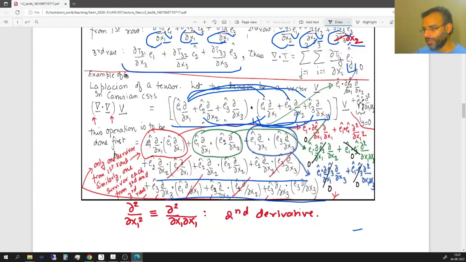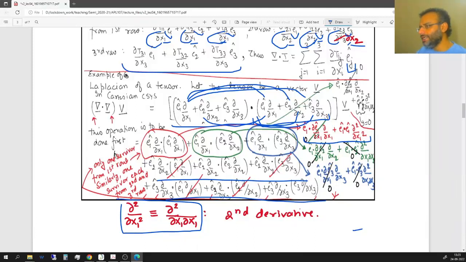Let's focus on the first one here. We have E1 del/del x1 acting on E1 del/del x1. Now again, applying the product rule of differentiation, we will first get 2 terms, what are written in red color here: E1 dotting with del E1/del x1 and del/del x1 standing by, and then another term, E1 dotting with E1 with del/del x1 having been acted upon by del/del x1 itself, and that we can write as del square/del x1 square. Right? So del square/del x1 square is just another way of writing 2 successive derivatives with respect to x1.